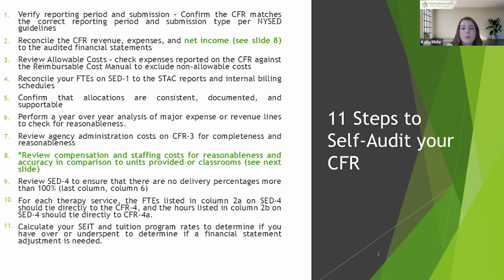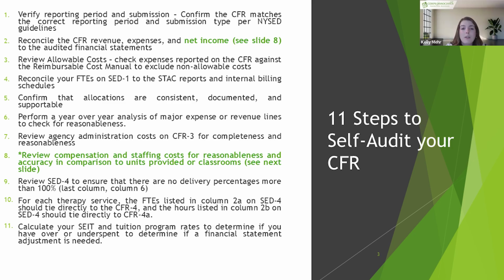Number 5 is always making sure that your allocation methodologies are clearly documented and consistent year over year, unless, of course, changes are warranted. So, for example, document your square footage allocations and how you're using square footage to allocate specific expense line items, maybe like repairs and maintenance, utilities, or telephone. And you also want to make sure that you're documenting your salary allocations. So, for example, if you allocate therapists based on student-related service data, then you want to make sure that that's documented clearly in your internal policies. That way you have everything on record and it's consistent.